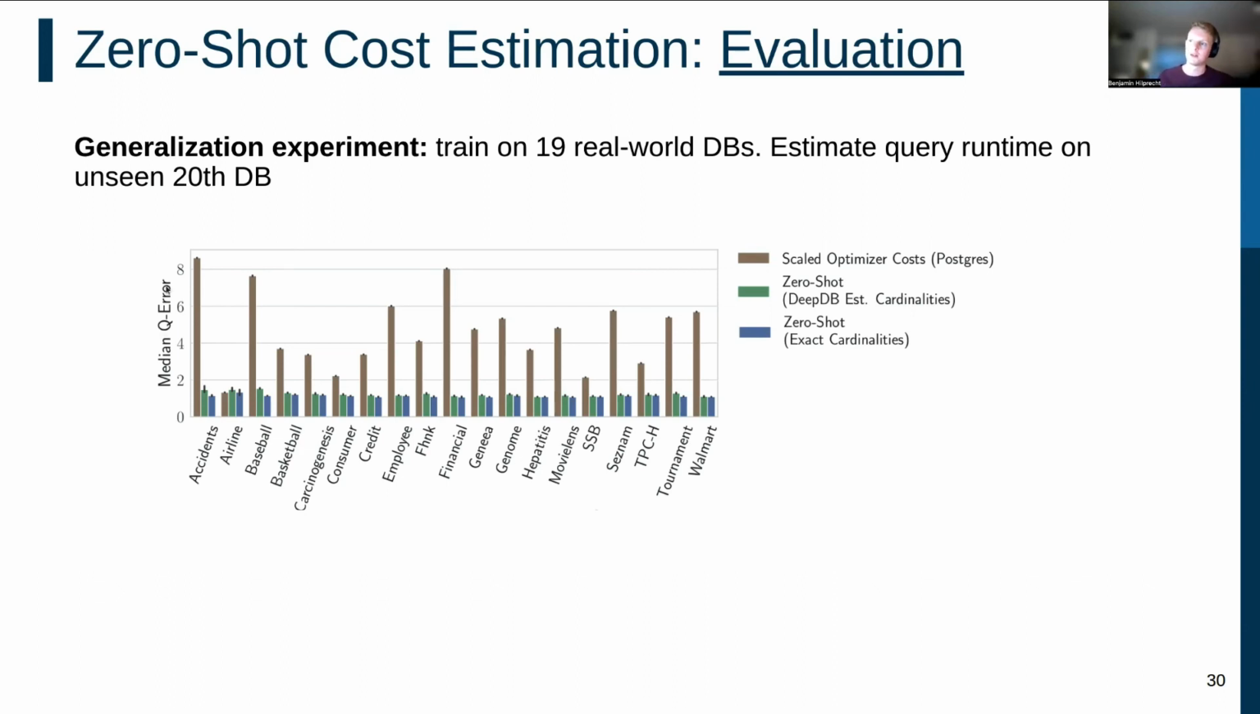This time, it's not about the cardinalities, it's about the runtime, right? And again, one is best. That means we have exactly predicted the right runtime. And as you can see, both zero-shot models, a zero-shot model that is kind of an upper baseline that uses exact cardinality, but also a model that uses the data-driven model that we've described earlier, are really, really robust and really accurate. We are close to one in the Q error, and we are much more accurate than the optimizer cost estimates of Postgres. And I say scaled because query plans express cost units, and they are not directly milliseconds. So what we did is we scaled those cost units to match the execution times of queries to have a fair comparison. So that at first shows it's somewhat feasible to generalize to an unseen database.